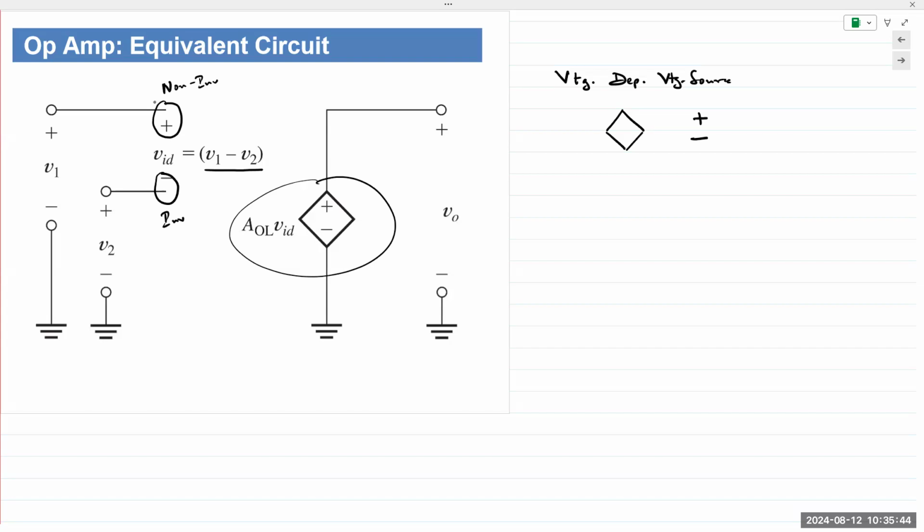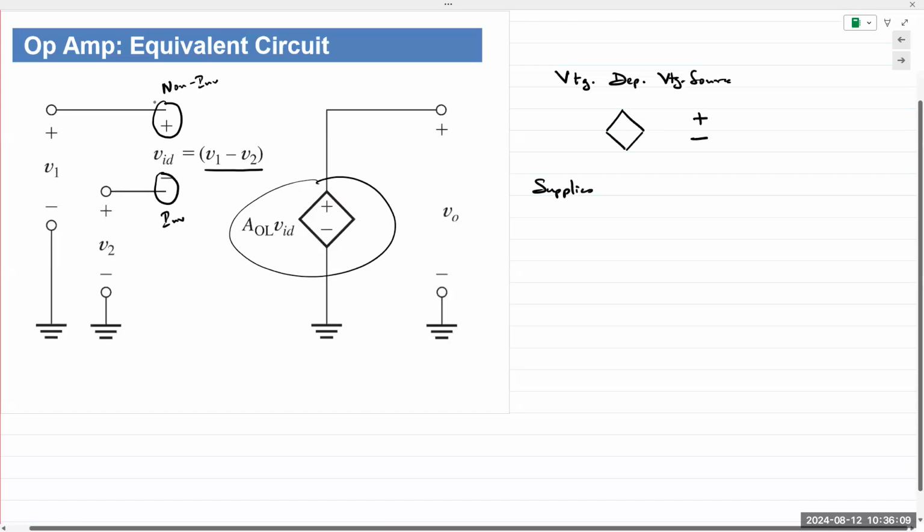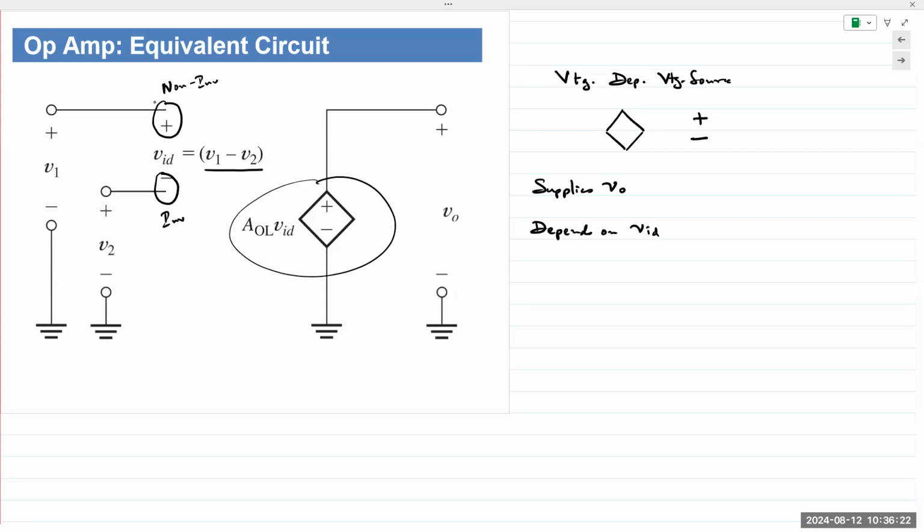So it supplies an output voltage, but it depends on some other voltage in some other part of the circuit to supply that voltage. So that's a refresher on what a voltage dependent voltage source means. It supplies VO. So that is the output of that source, but it depends on VID.